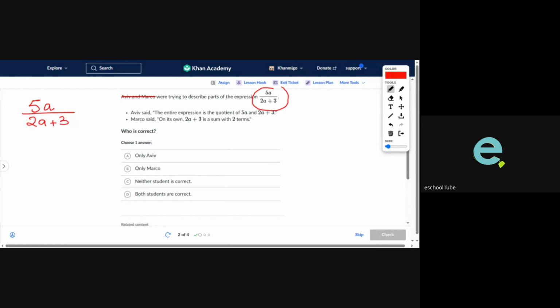अब इस एक्सप्रेशन में एविव ने कहा the entire expression is a quotient of 5a and 2a plus 3. Marco said on its own 2a plus 3 is a sum of two terms. Who is correct? Aviv correct है, Marco correct है, neither student is correct, both students are correct.